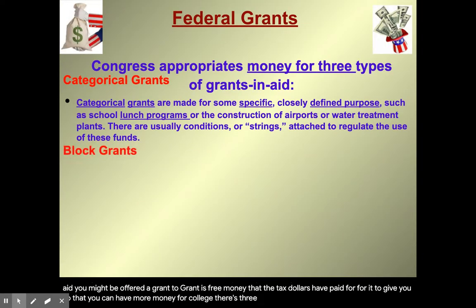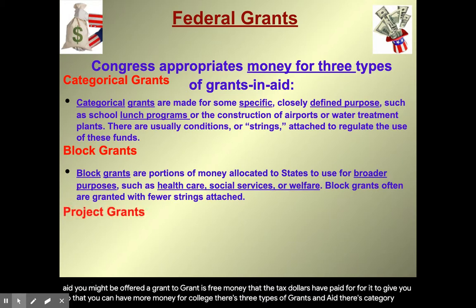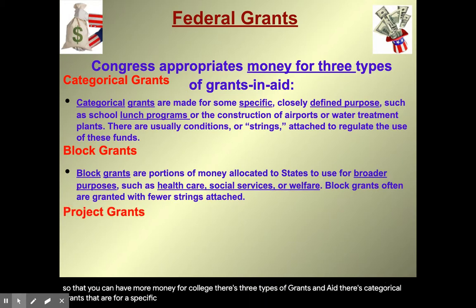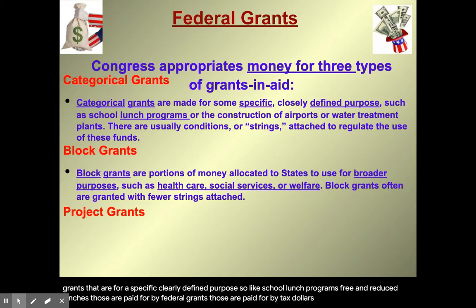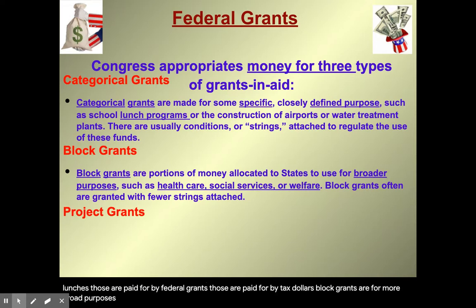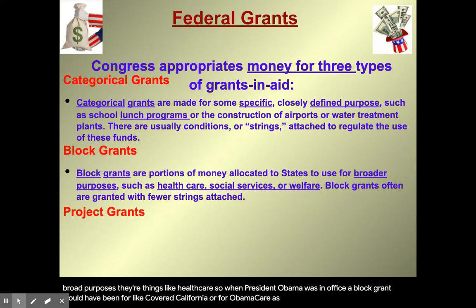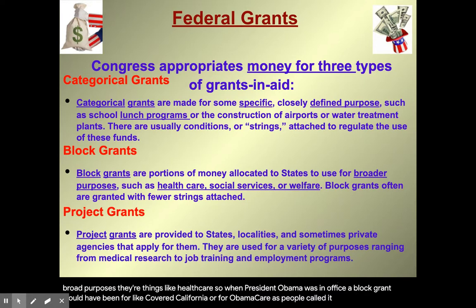There's three types of grants and aid. There's categorical grants that are for a specific, clearly defined purpose. So, like school lunch programs, free and reduced lunches, those are paid for by federal grants. Those are paid for by tax dollars. Block grants are for more broad purposes. They're things like healthcare. So when President Obama was in office, a block grant would have been for like Covered California or for Obamacare, as people called it, for social services, for different kinds of welfare programs.